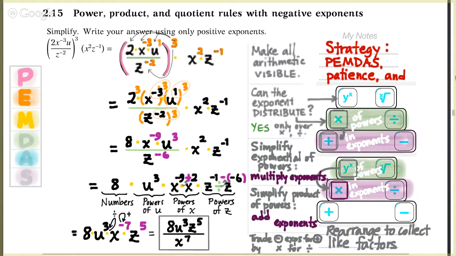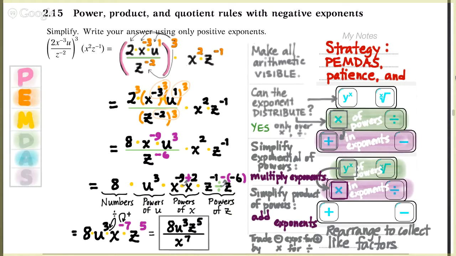Now that parentheses were gone, we were free to finish multiplying and dividing. We did that by rearranging all the factors to get the like factors, the powers of the same base, next to one another. So there was an 8 and there was a u to the power 3, which are not like to one another, but there were 2 different powers of x and 2 different powers of z. In the case of the powers of x, they were being multiplied. In the case of the powers of z, they were actually being divided, right? Z to the minus 1 divided by z to the minus 6. And that gave us the clue that we needed to move that arithmetic up into the exponent instead.